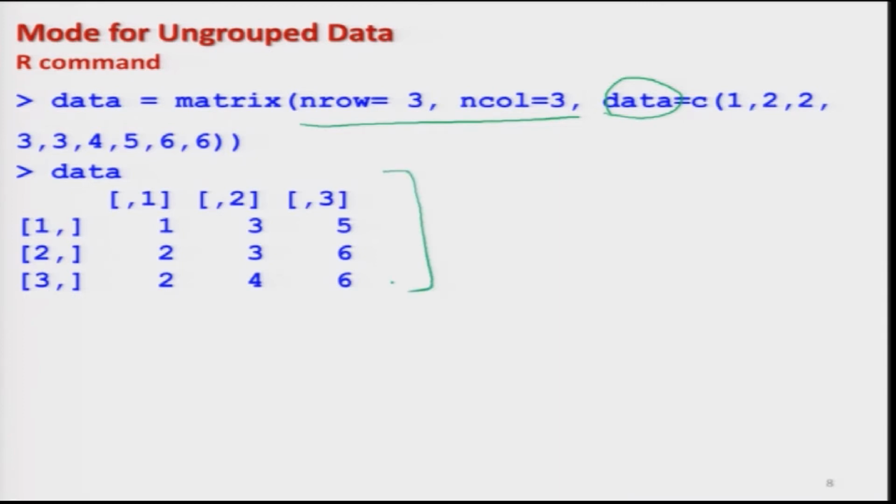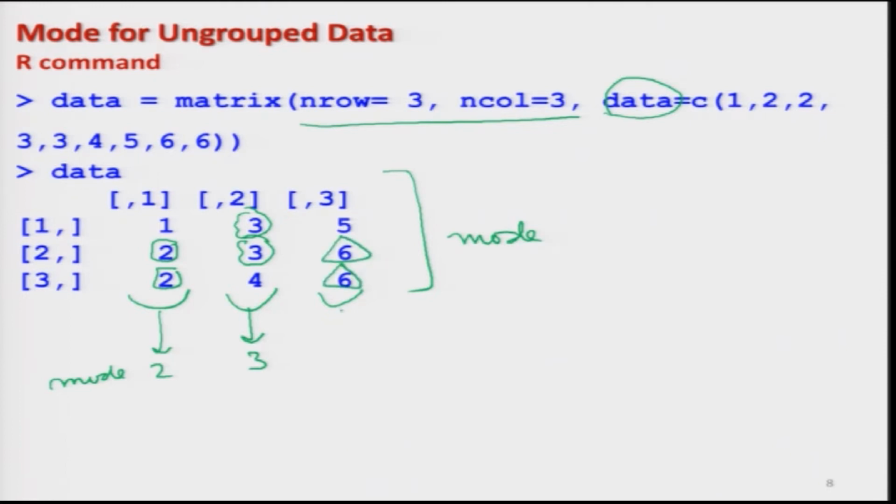When I say I would like to find out the mode of this matrix, essentially I am trying to say that I need the mode of the first column, second column and third column. So in the first column you can see the value 2 is occurring 2 times. So here the mode should be equal to 2. In the second column the value 3 is occurring 2 times. So here the mode should be equal to 3, and in the third column the value 6 is occurring 2 times. So here the mode should be equal to 6. So this is what I mean when I try to repeat the same command on this data matrix, right.